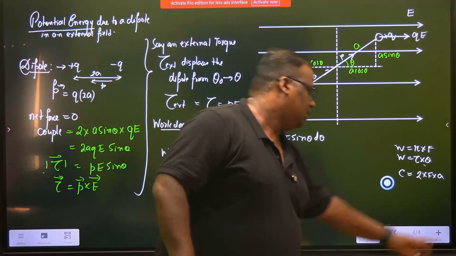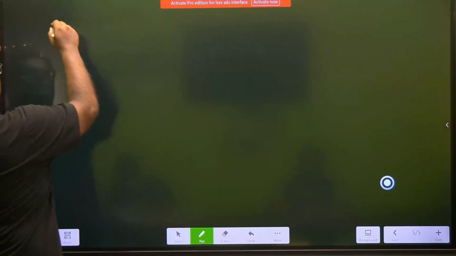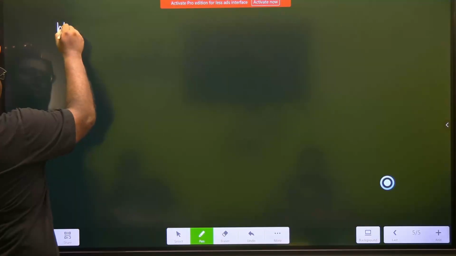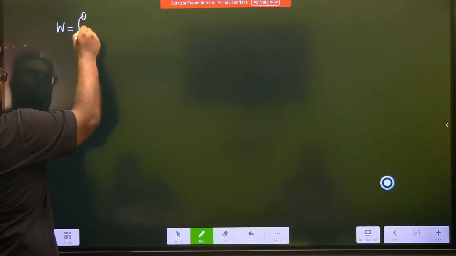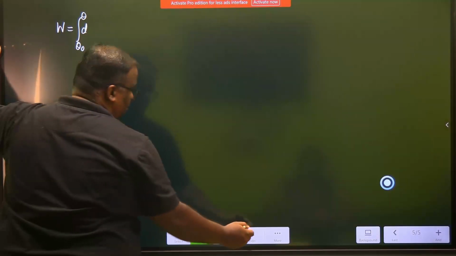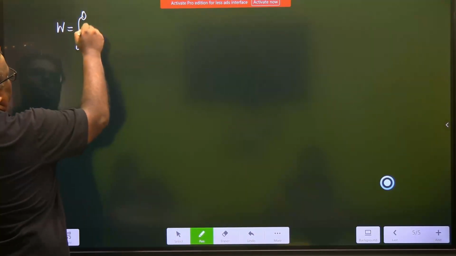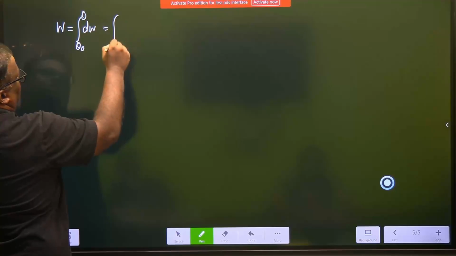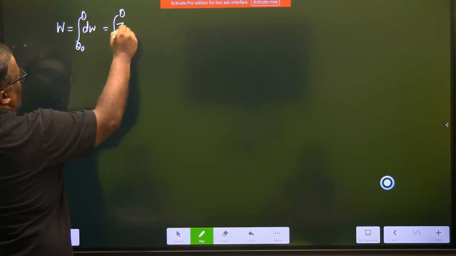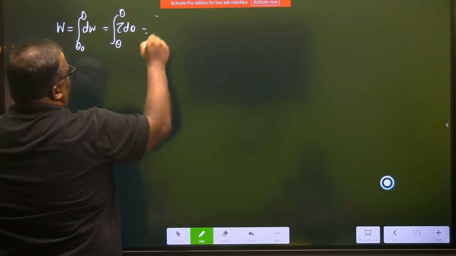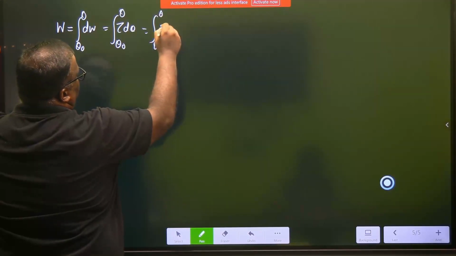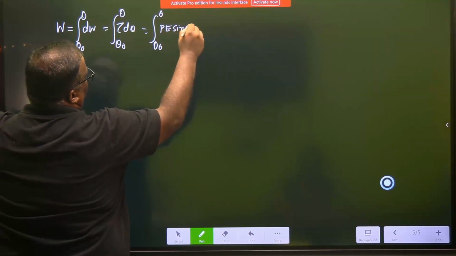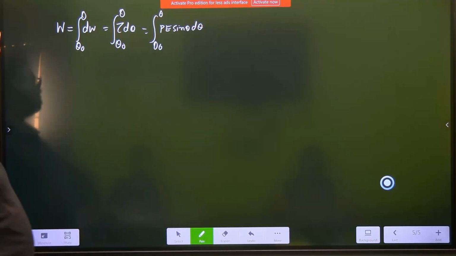Come. So we said that the work done is equal to the integral from theta 0 to theta of dW, which is the integral from theta 0 to theta of tau d theta, which is the integral from theta 0 to theta of pE sine theta d theta. Any confusion, children? Now no confusion.